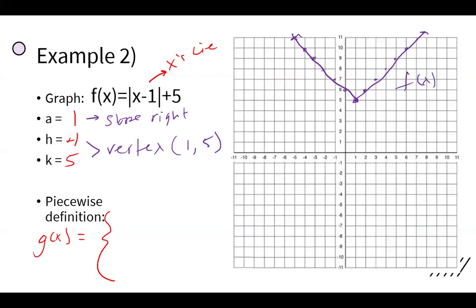What was our slope? What kind of one? -1. So it has to be negative x. And remember, in order to write a linear equation, you need that slope and y-intercept, right? Well, where's my y-intercept? At 6. So it's negative x plus 6. And this is for when x's are to the left of what? 1. So less than or equal to 1. Because 1 is the x value of our vertex, correct?